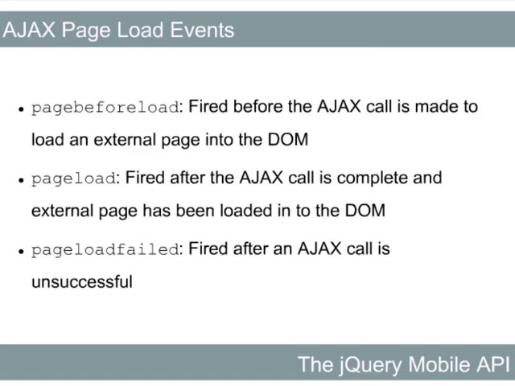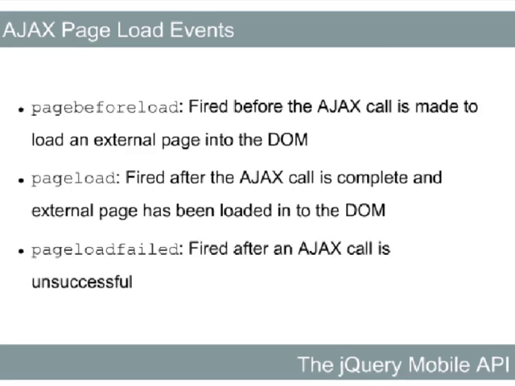Then once the AJAX event is completed, one of two things will happen. Either if there's a failure, it'll fire off the page load failed event, and you can bind to that directly if you want. By default, jQuery Mobile will also display an error overlay to let the user know that there was an error. But if you want to do something a little more user-friendly than that, or maybe try again, you can use the page load failed event for that. If it's successful, though, then the page load event will happen.